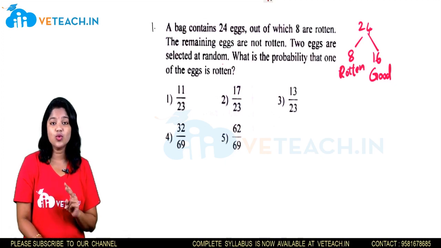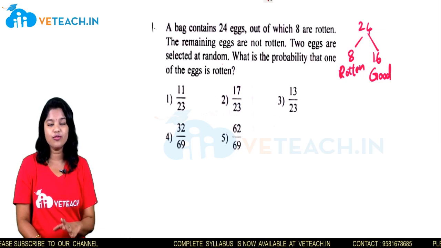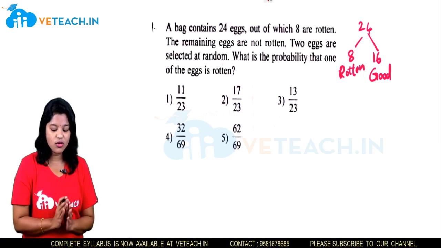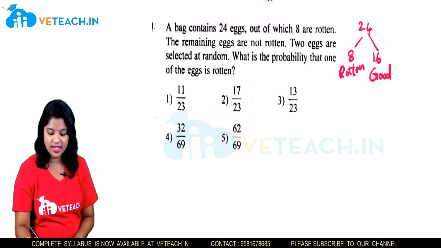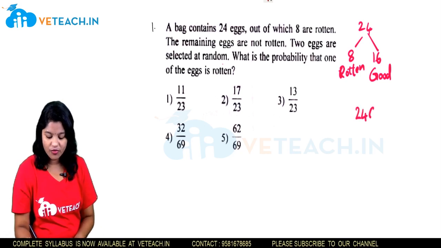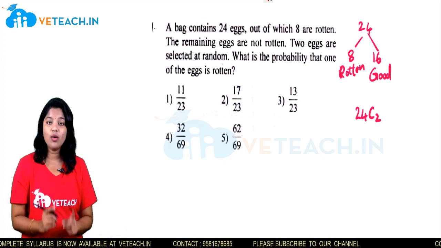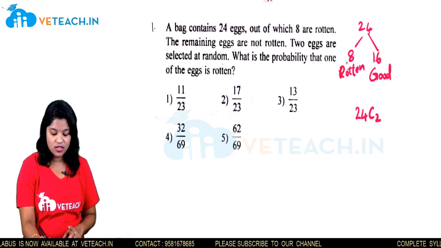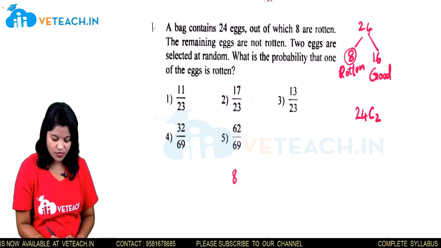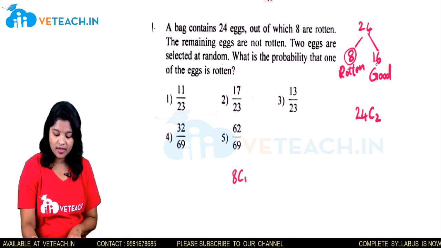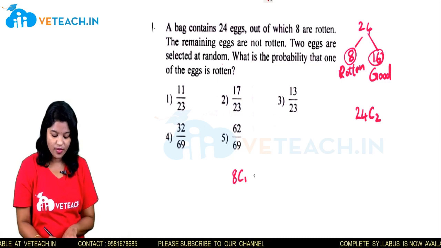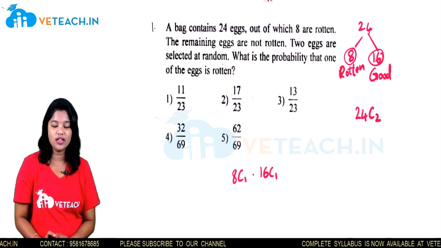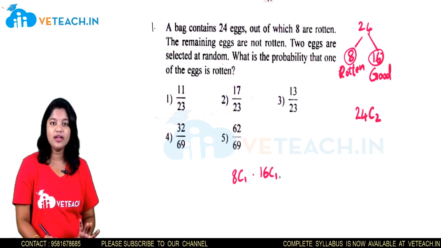Now we have to select 2 eggs from the bag such that out of those 2 eggs, 1 egg should be in rotten condition. So the total chances of picking up the egg is, out of 24, we will pick 2 eggs. Now our favorable events are, out of those 2 eggs, 1 egg should be rotten. So out of these 8 eggs, we should select 1 egg, and out of these 16 eggs, we should select another egg. So 1 is rotten and 1 is in good condition. So this is our favorable condition.